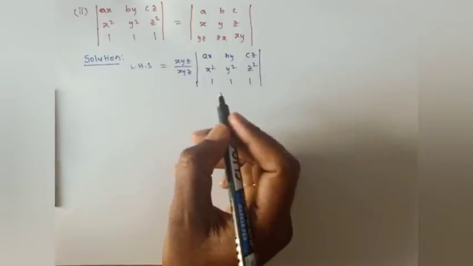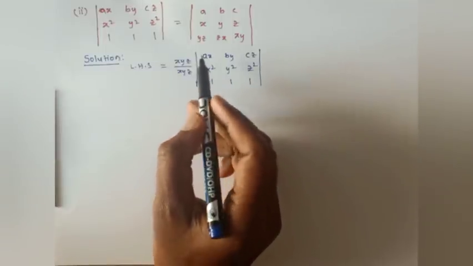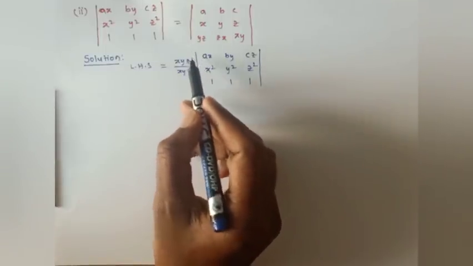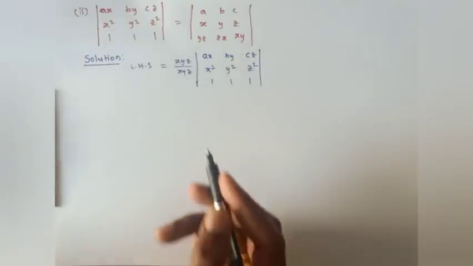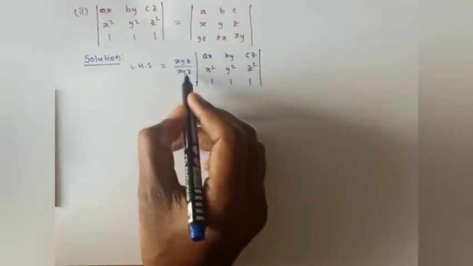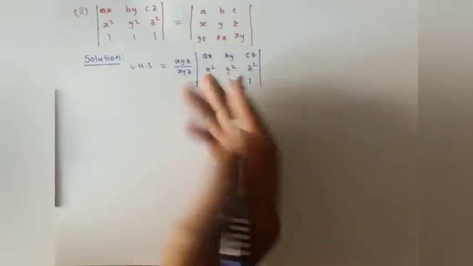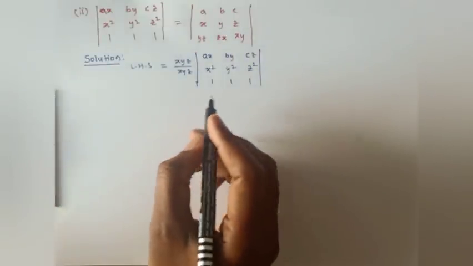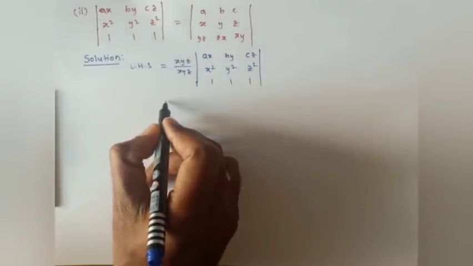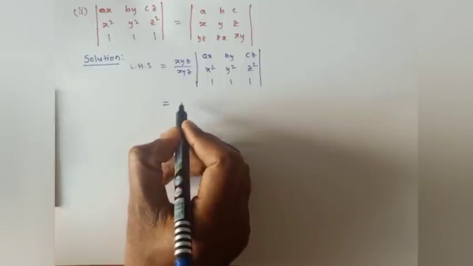If you practice more and more problems, you may get some ideas like this, such as why we need to multiply by x, y, z or a, b, c. Now, if we multiply and divide by x, y, z, there is no problem. If we cancel x, y, z, then it is as it is, right? Now, here I'm doing it like this.